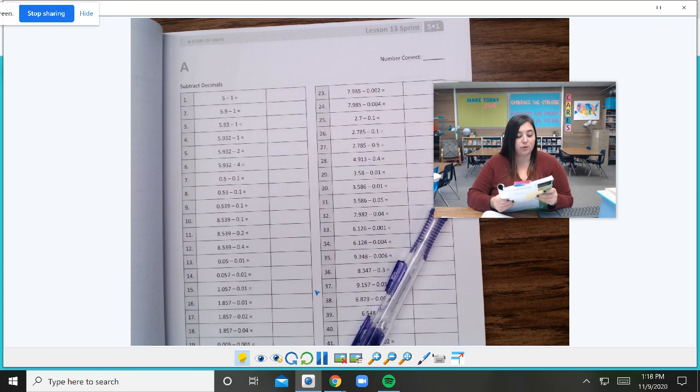Decimal 4. Decimal 43. Decimal 439. 8.439. 8.339. 8.139. Decimal 04. Decimal 047. 1.047. 1.847. 1.837. 1.817. Decimal 004. 7.004. 7.904. 7.984. I'm on question 23.